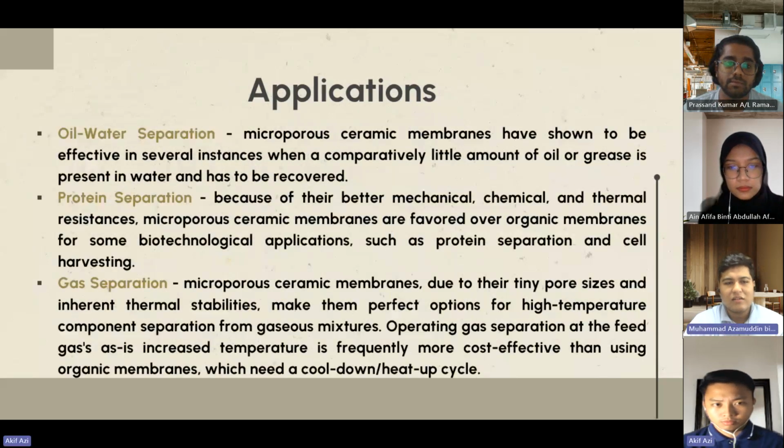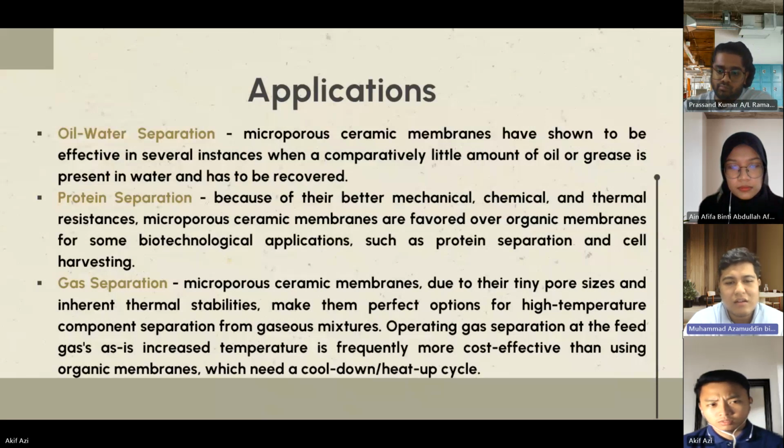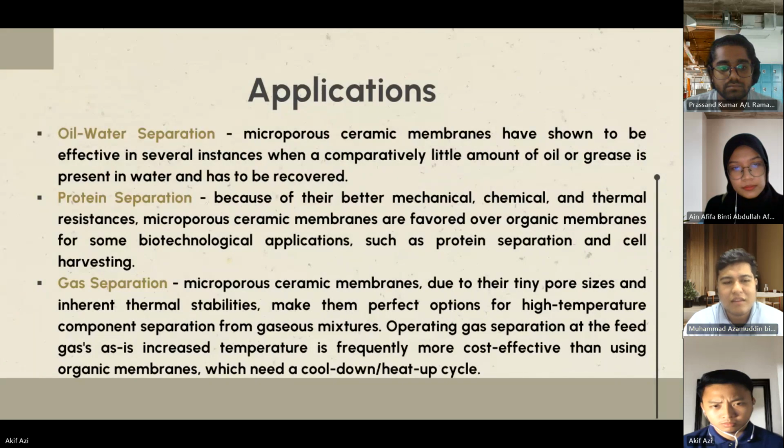Now the applications of microporous ceramic membrane. First, it is used in oil water separation. Microporous ceramic membranes have shown to be effective in several instances when a comparatively little amount of oil or grease is present in water and has to be recovered.